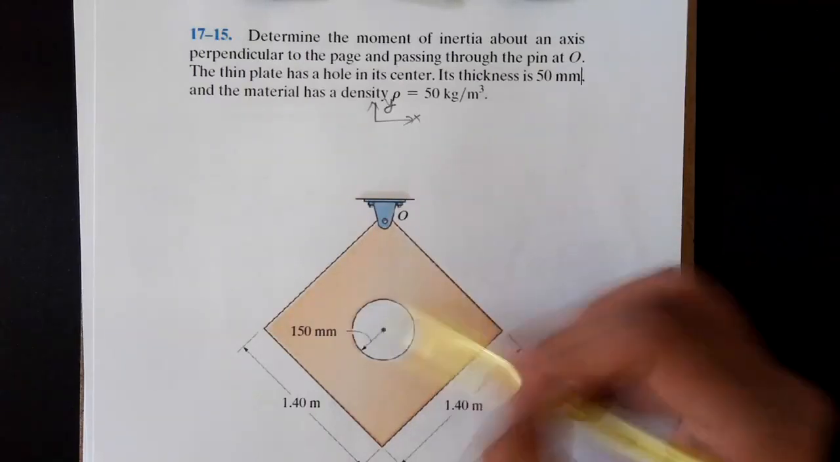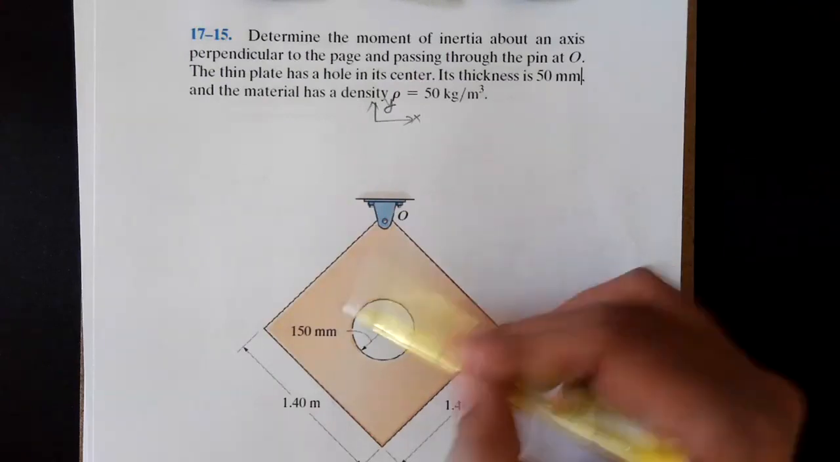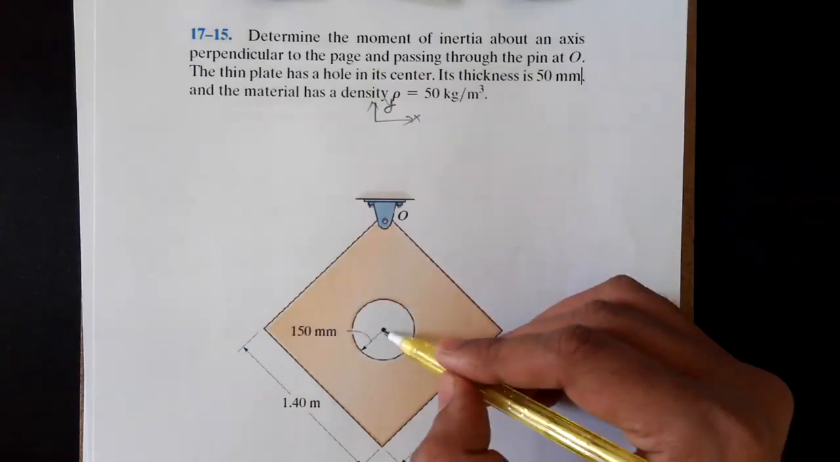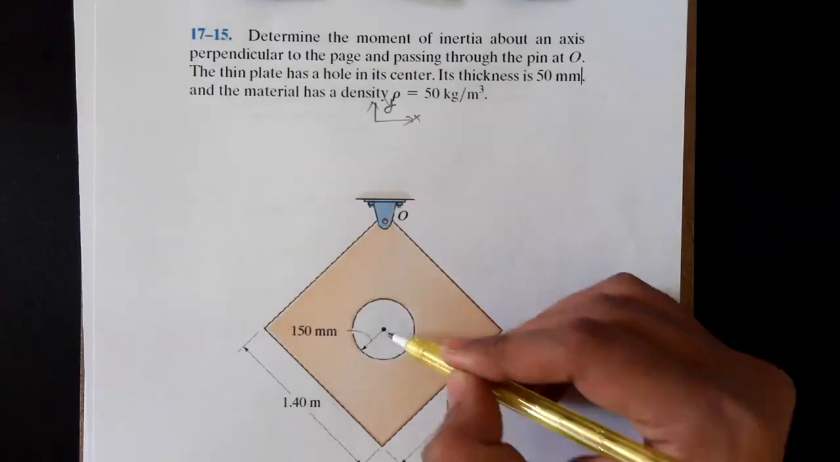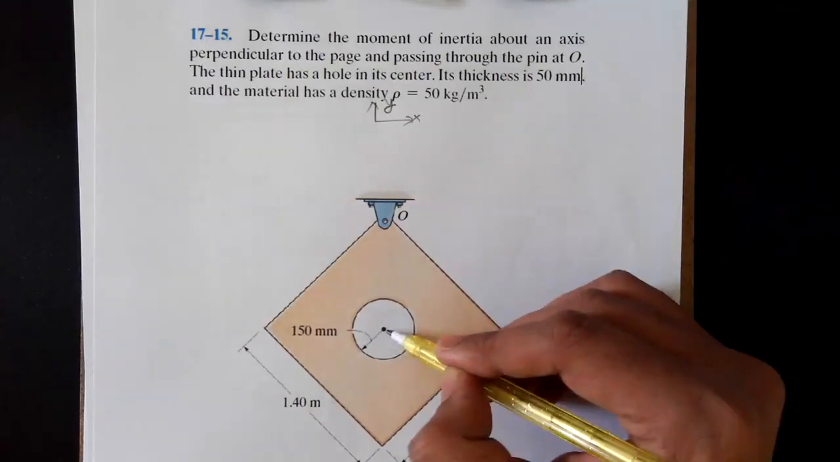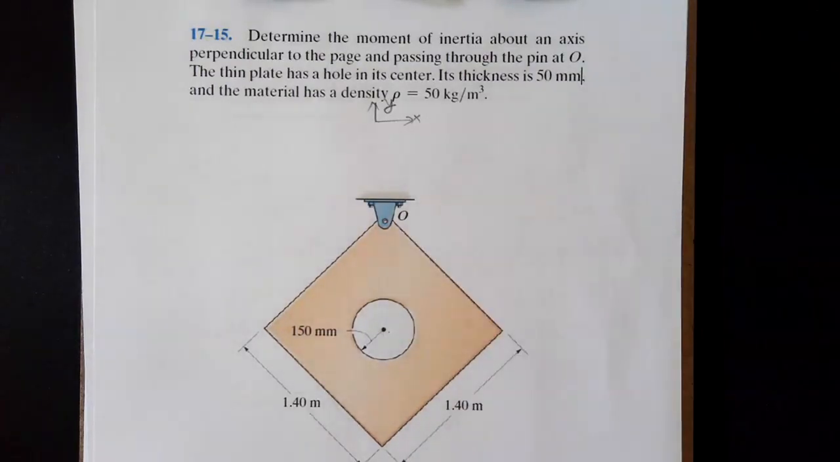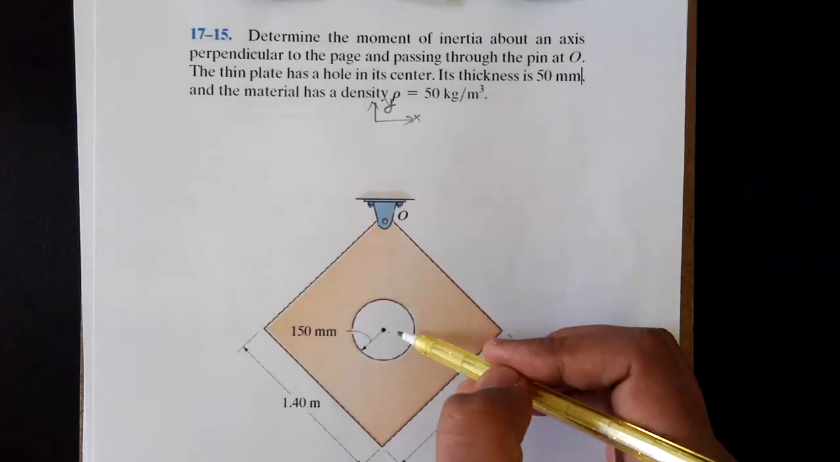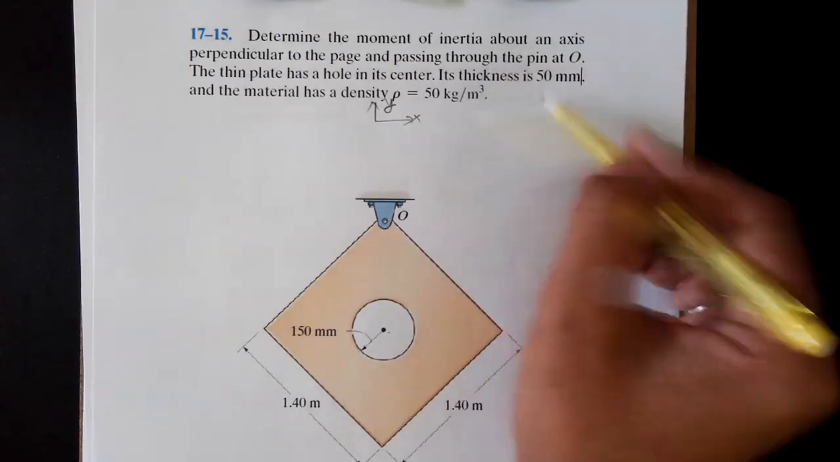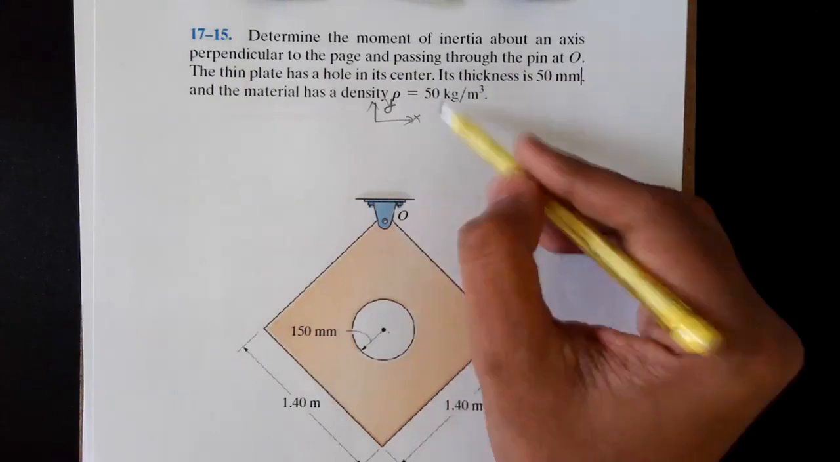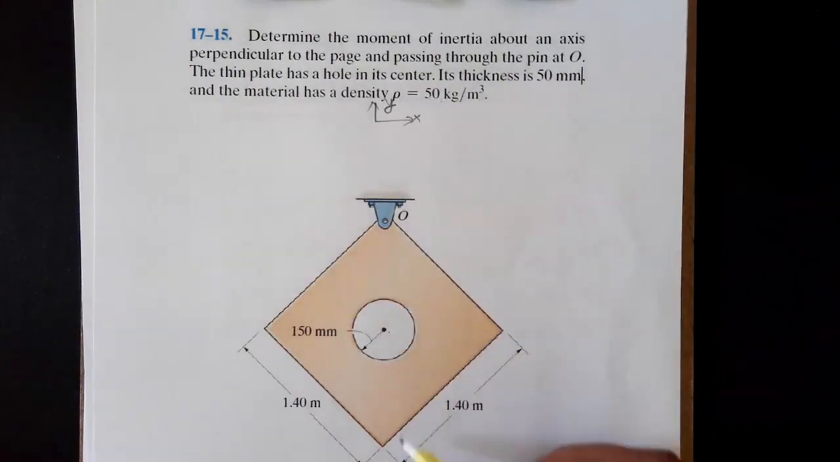So the square minus the circular plate is the total moment of inertia of the entire rigid body with respect to its mass center, which is here. Then we apply the parallel axis theorem and calculate the moment of inertia with respect to O. That's very similar to the previous problem. The only extra step is that we haven't been given the mass of the plate. But we know the density and the size of the plate from the dimensions, so we can calculate the mass by multiplying volume by density. Let's start from there.